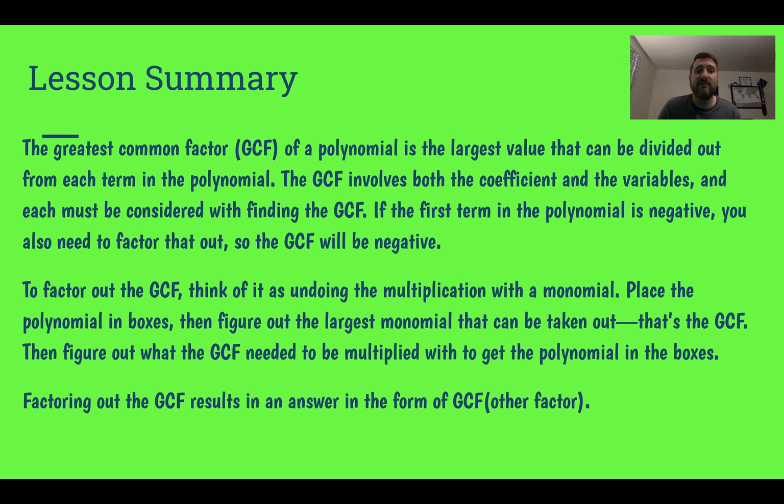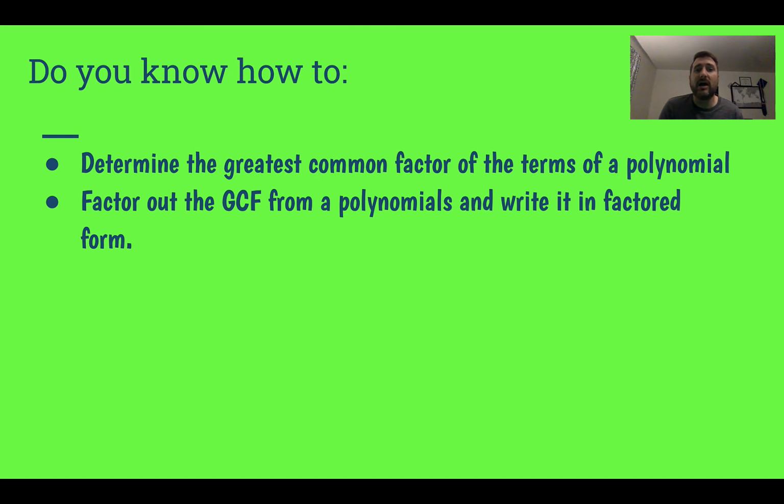When you factor out the GCF, it does give you an answer in the form of the GCF out front, and the quotient is left in parentheses. After this lesson, do you now know how to determine the greatest common factor from the terms of the polynomial? And do you know how to factor out the GCF from polynomials and write it in factored form? If you're not sure about the first one, go back and look at the first two examples. If you're not sure about the last one, look at the last example we did. And hopefully it will make more sense the second time through.